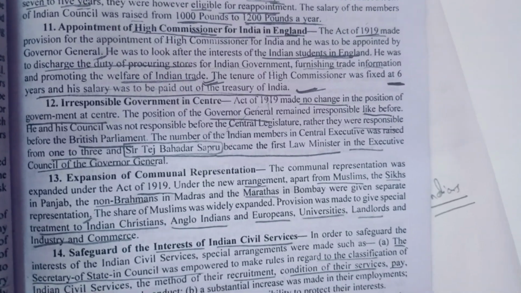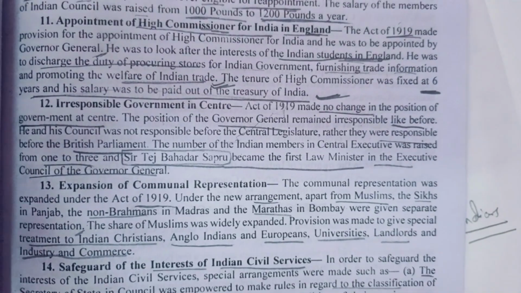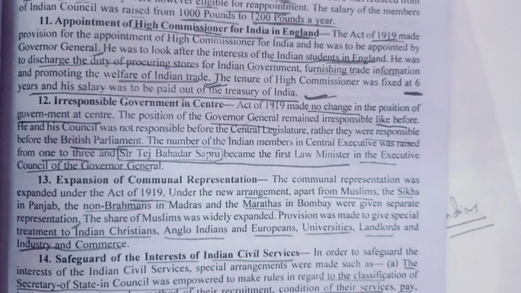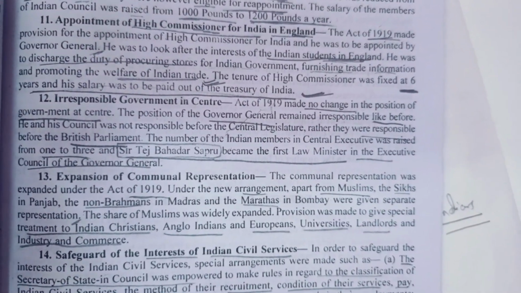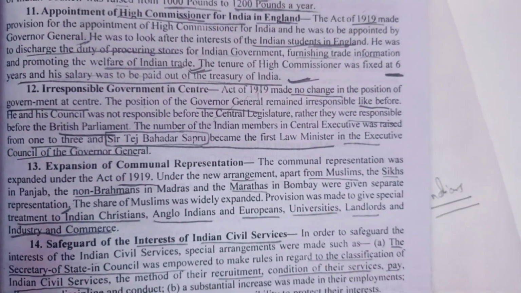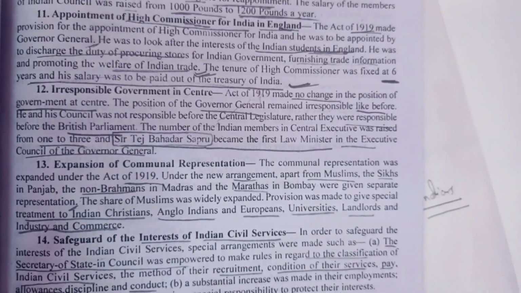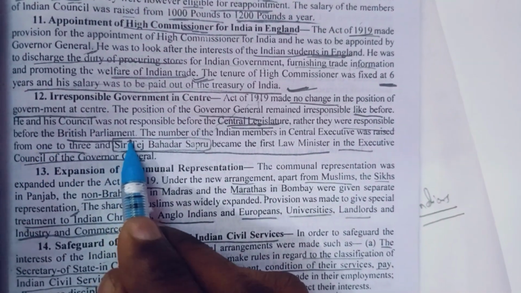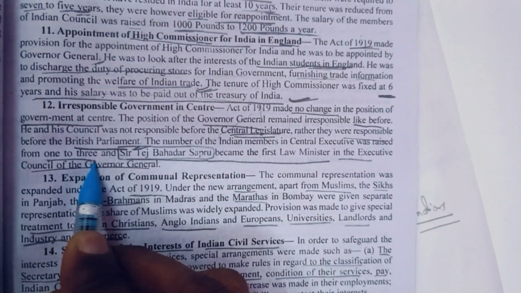Number 12th provision was the irresponsible government at the center. Basically, the Act of 1919 made no changes in the position of the government at the center. In the main government of the center no change was made, and the position of the Governor General remained irresponsible like before. He and his council were not responsible to the central legislature, rather they were responsible only to the British Parliament, and the number of Indian members in the central executive was raised from 1 to 3.